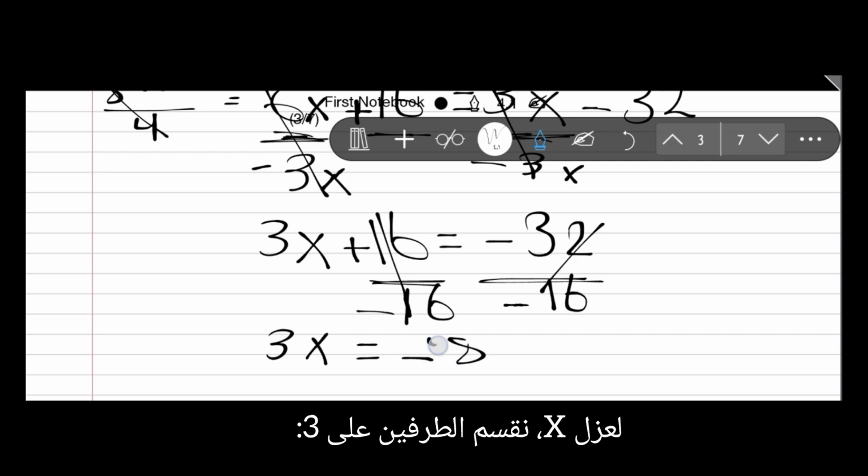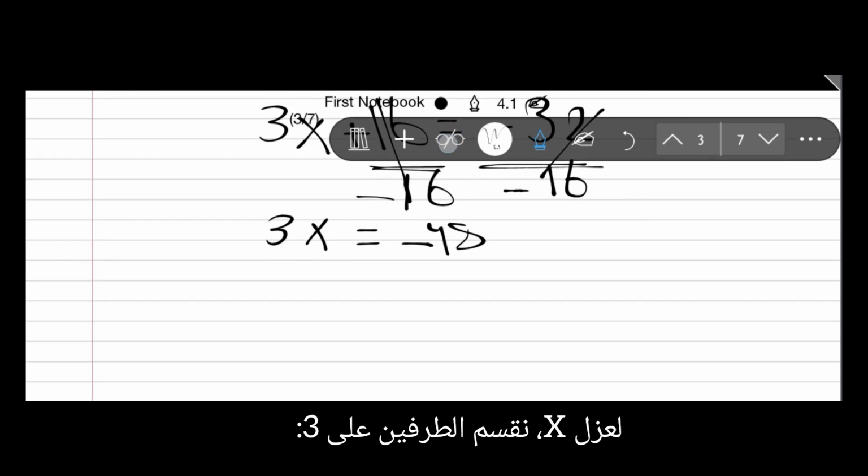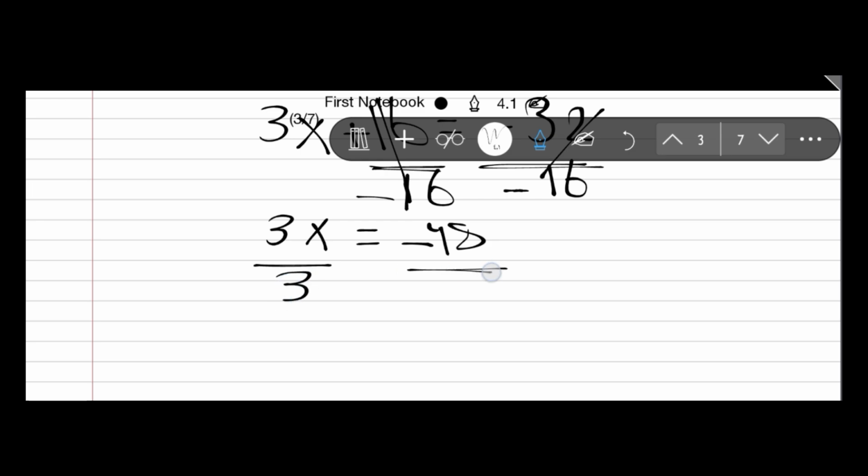To isolate the x, we can just divide both sides of this equation by 3. So let's divide both sides of that equation by 3. The left-hand side of the equation, 3x divided by 3 is just an x. That was the whole point behind dividing both sides by 3. And the right-hand side, negative 48 divided by 3 is negative 16, and we are done. x equals negative 16 is our solution.